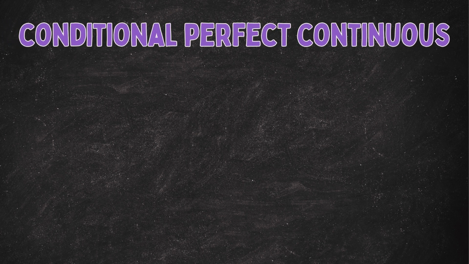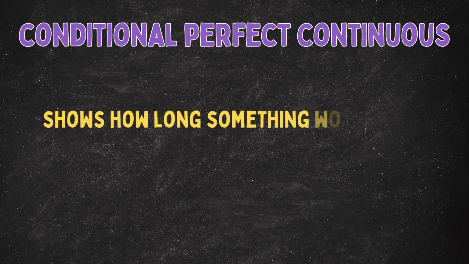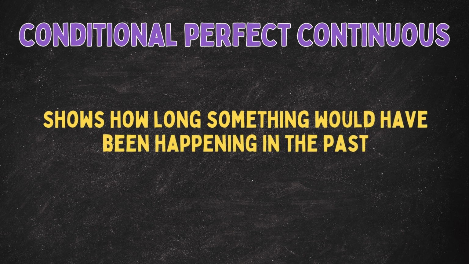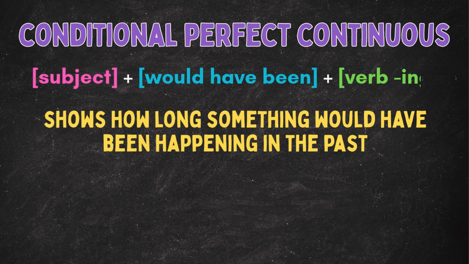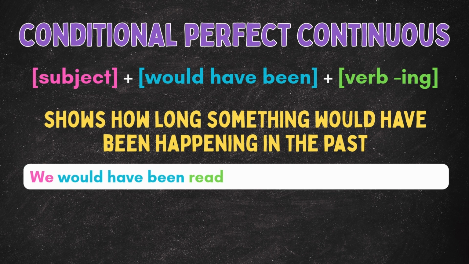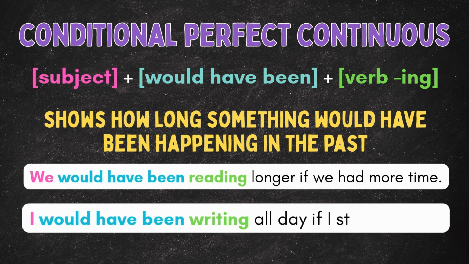Conditional perfect continuous. The conditional perfect continuous shows how long something would have been happening in the past. The sentence structure consists of subject plus would have been plus verb with ing. For example, we would have been reading longer if we had more time. I would have been writing all day if I stayed home.